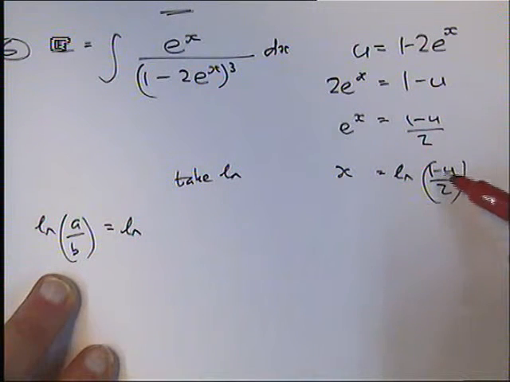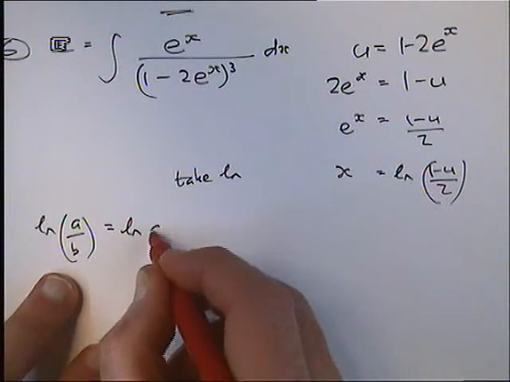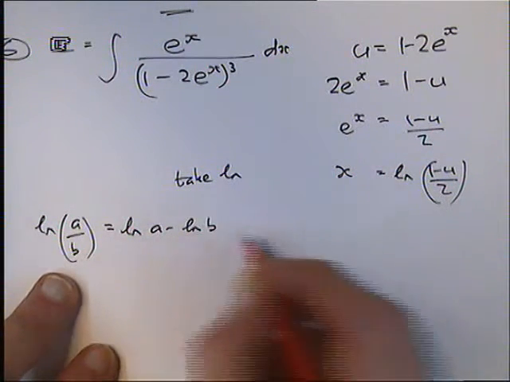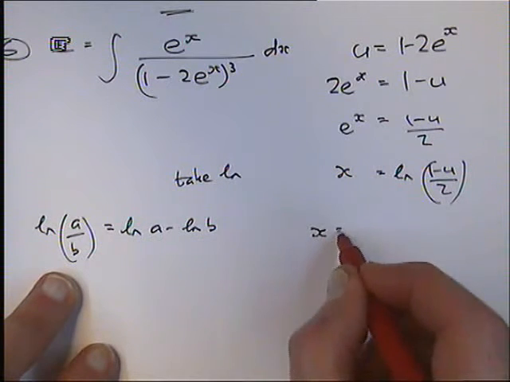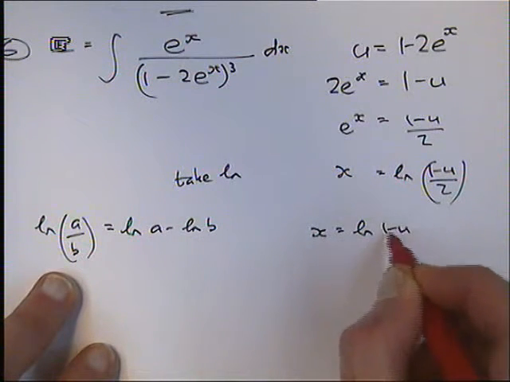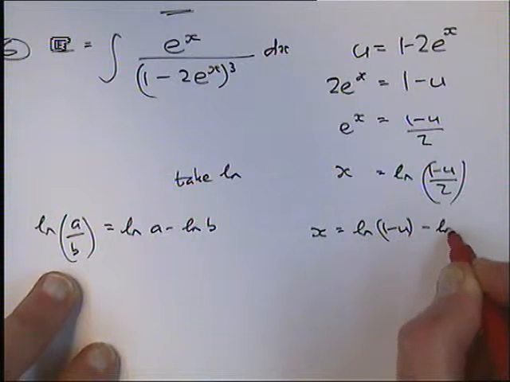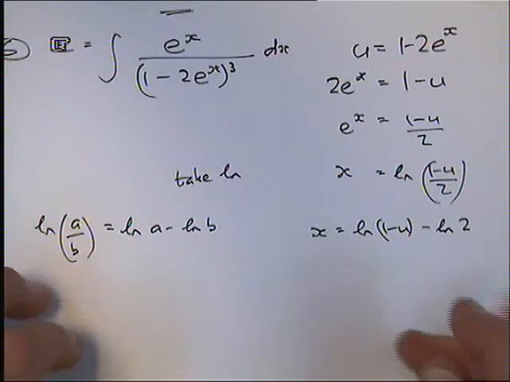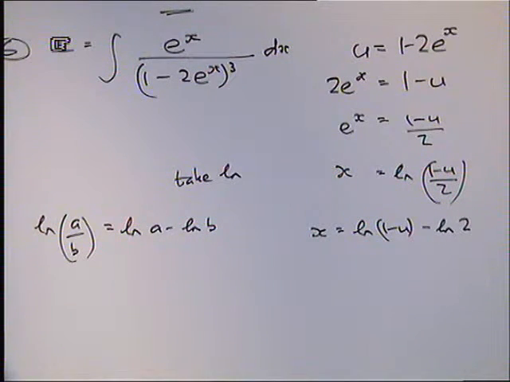Can we just deal with the fraction bit first? Log a minus log b. Yeah, that is log a minus log b. So over here, this is the same as log of the top of the fraction minus log of the bottom of the fraction. And log of 2 is just a number. So that might help us later on. Might actually help us now.